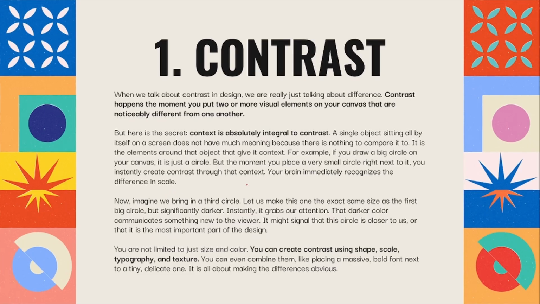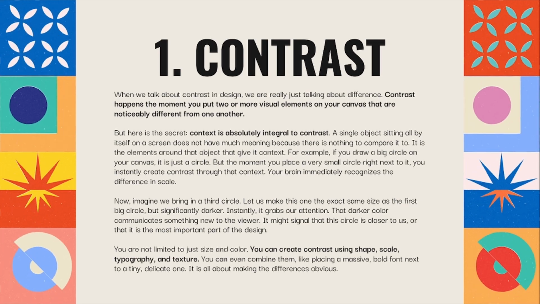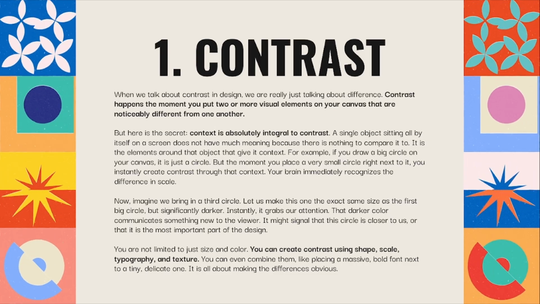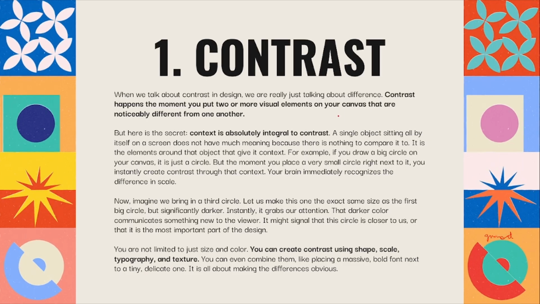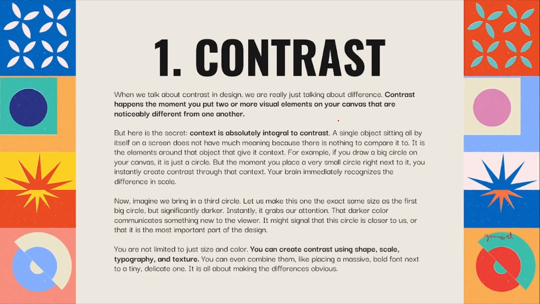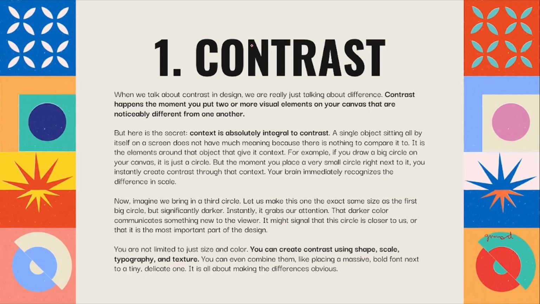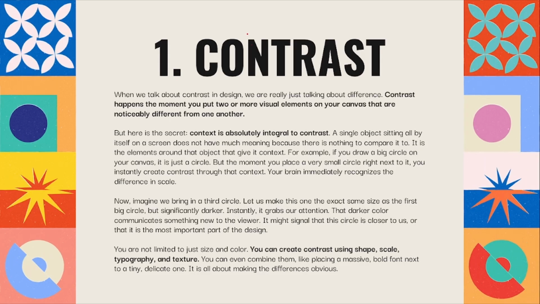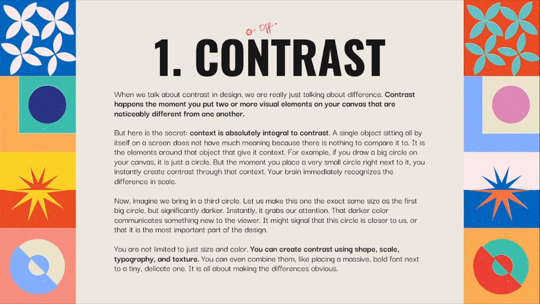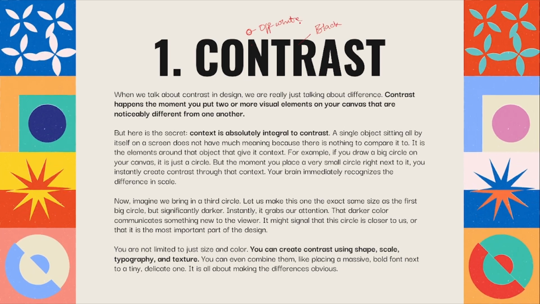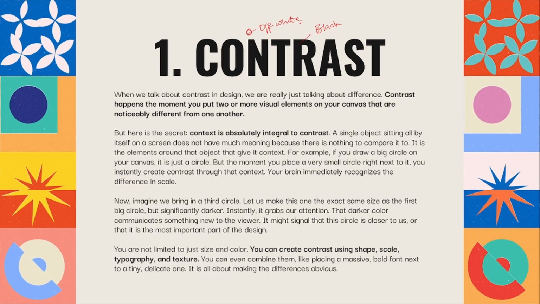So contrast. Now when we talk about contrast in design, we are basically just talking about difference. Contrast happens when you put two or more visual elements on your canvas that are noticeably different from one another. Now let's look at this slide itself. We have the color black here, and then we have this dirty, should I say dirty, off-white. Now the fact that these colors are so different creates a lot of contrast, and it allows you to see the text clearly.